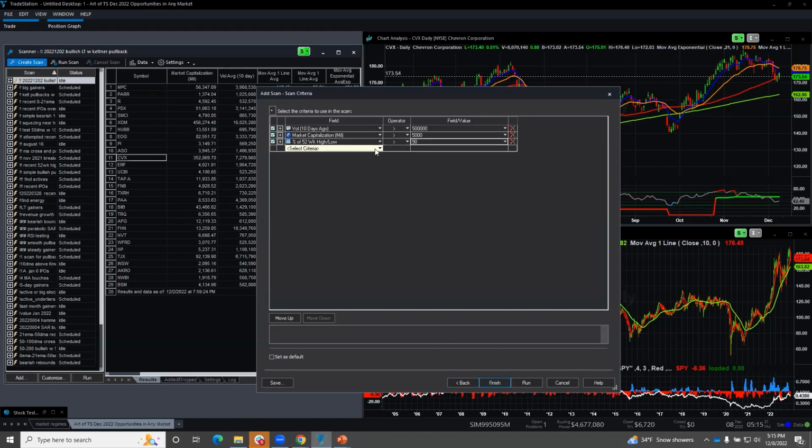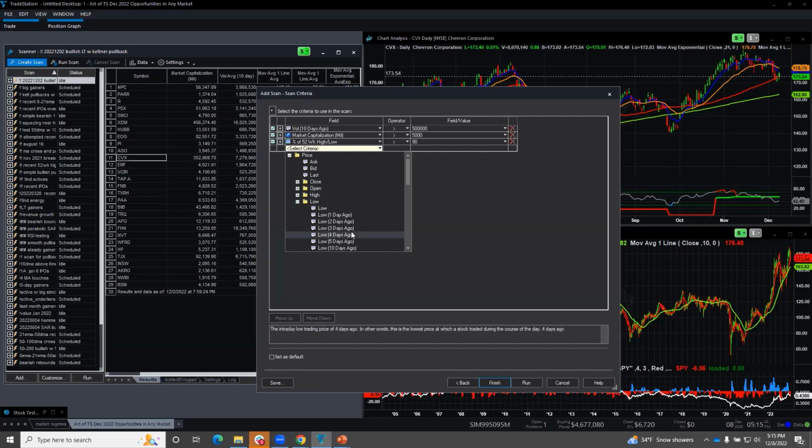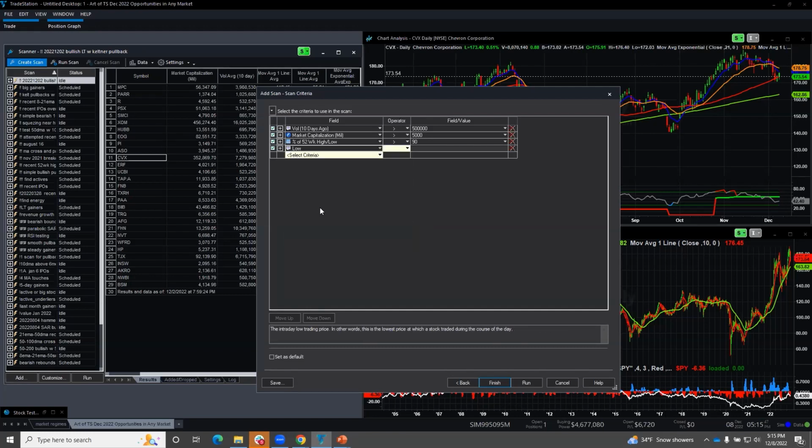And then we're going to say price. We're going to go to the low. So you can look at your low days ago. This is kind of cool. I don't do that much, but you can sometimes say, I want to find a stock that made a certain low 2 days ago, something like that. So the low, and now check this out. This is when it really gets cool.